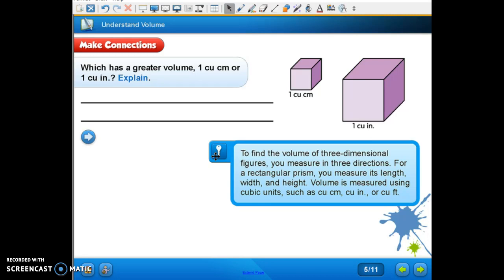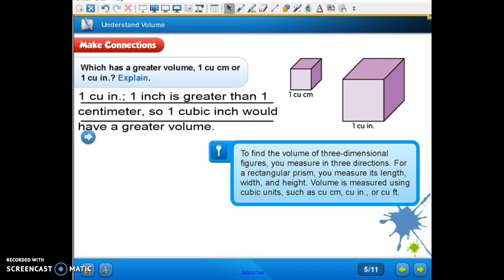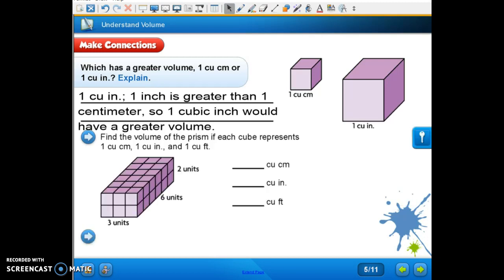Cubic. Okay? Which has a greater volume? 1 cubic centimeter or 1 cubic inch? Tell me. Inch. Why is that? Because inch is bigger than a centimeter. Very good. So our answer to that is 1 cubic inch, because 1 inch is greater than 1 centimeter, so 1 cubic inch would have a greater volume.